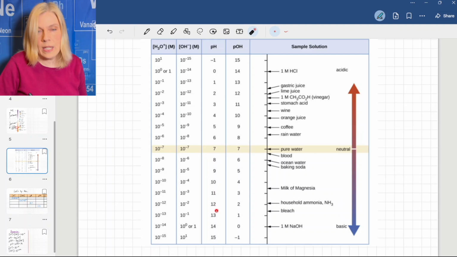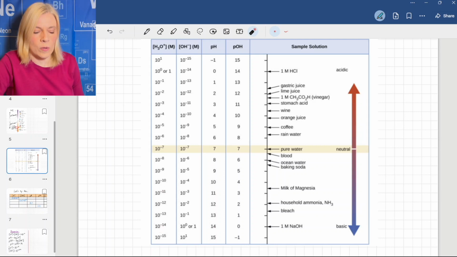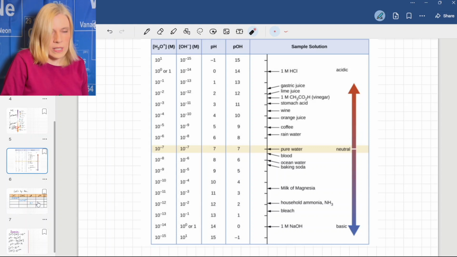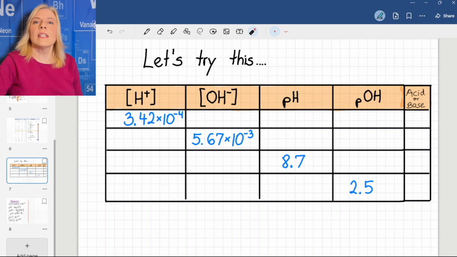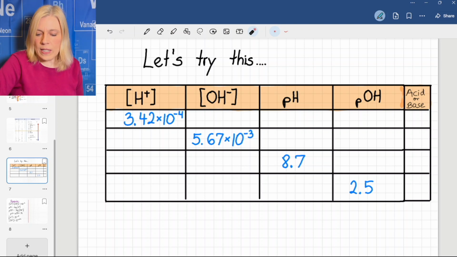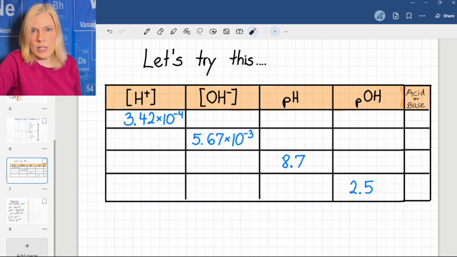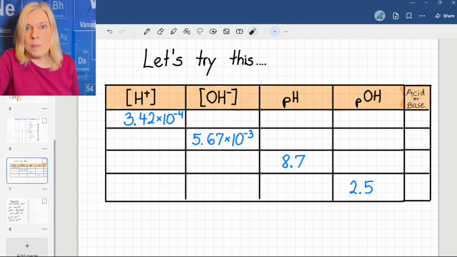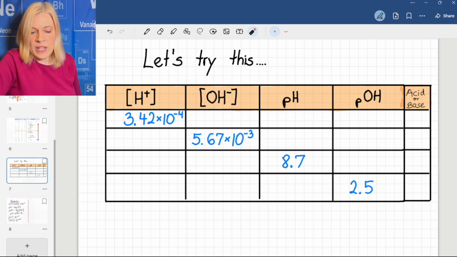And our pH number is increasing. The H plus concentration is decreasing, and it's decreasing by 10. So I hope this table makes sense to you. And to really check if you can deal with this, let's throw in some numbers. Let's see if you can fill in this table. I filled in some numbers here. If I give you H plus concentration, can you tell me OH minus? Can you tell me pH? Can you tell me pOH? And can you tell me if it's acid or base?